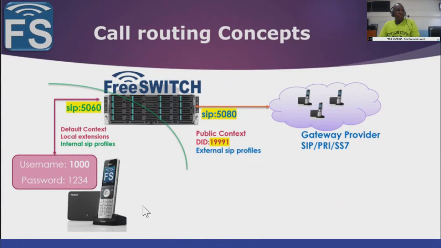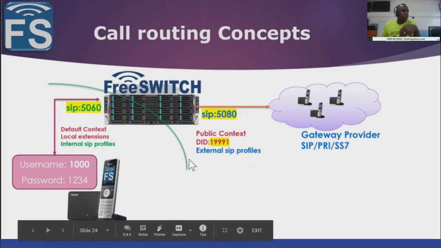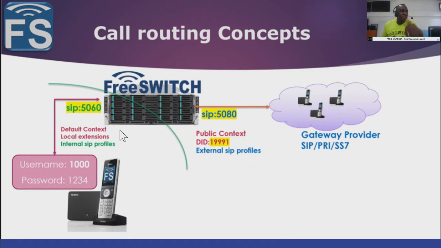When you look at this graphic here, FreeSWITCH by default has 2 profiles. It's kind of split. The internal phones will register on port 5060, they'll be using the default context, and they'll be using the local extension in the dial plan, and they will be using the internal SIP profile. So this SIP profile is for the internal phones, or the phones inside your network.